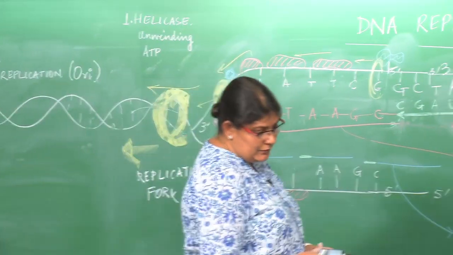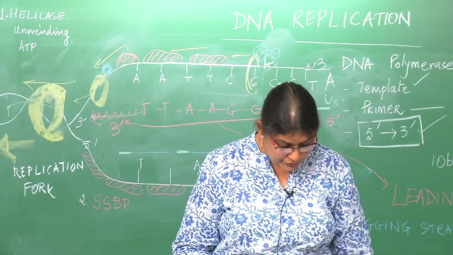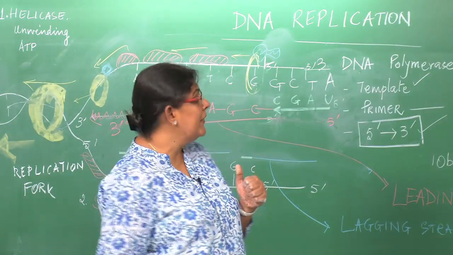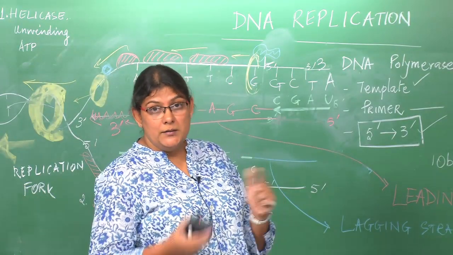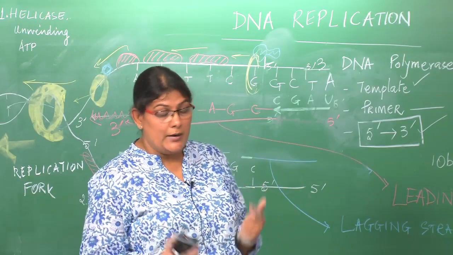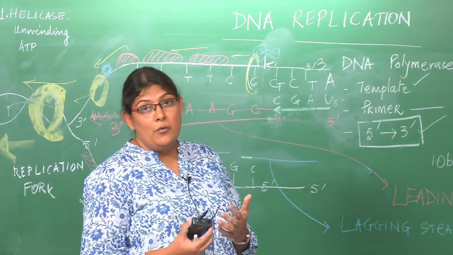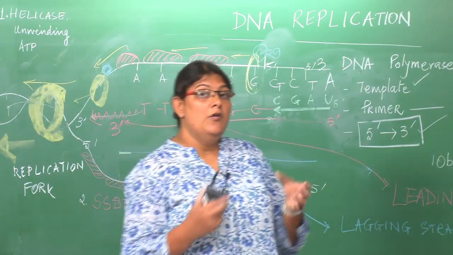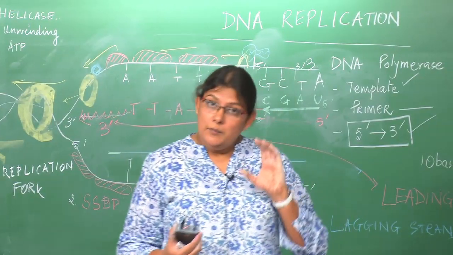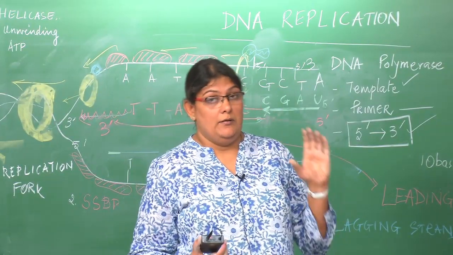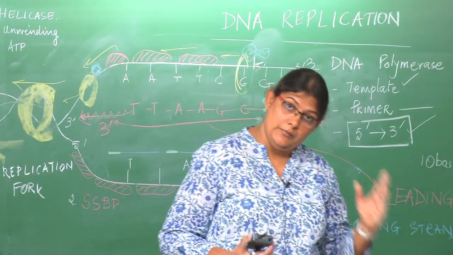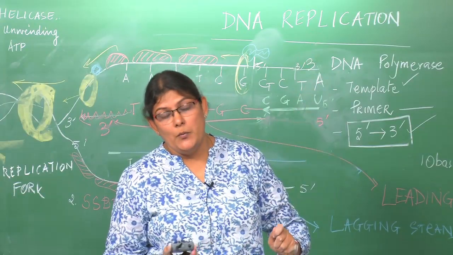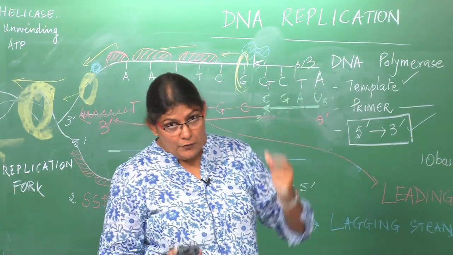Before I wind up, I just want to highlight a few points. The two strands of DNA are anti-parallel. The base pairing provides the complementarity between the two strands, and then you have a whole array of enzymes which are required for uncoiling of the DNA and for polymerization of DNA. The DNA polymerization always happens in the direction of 5' to 3', and that is simply because of the chemistry by which the sugar phosphate bond in DNA is actually formed.